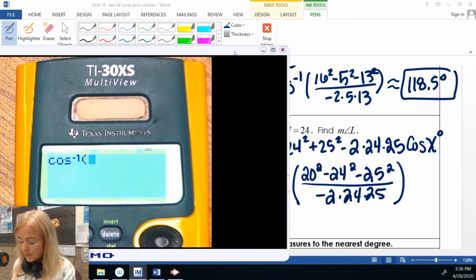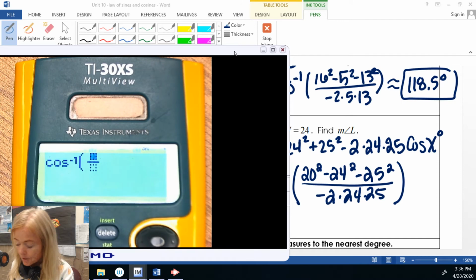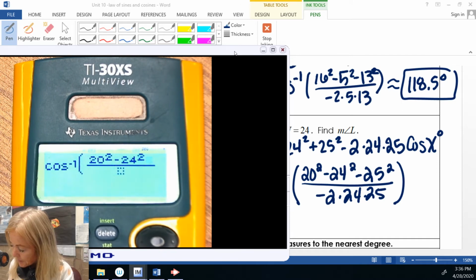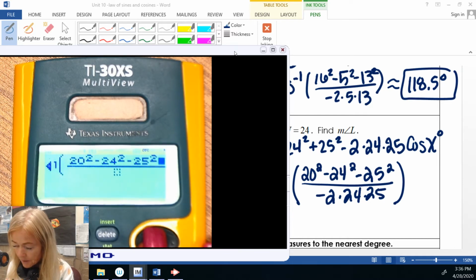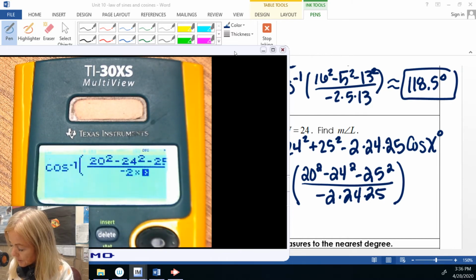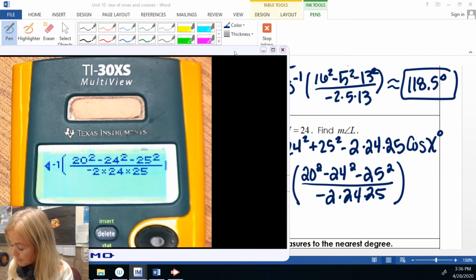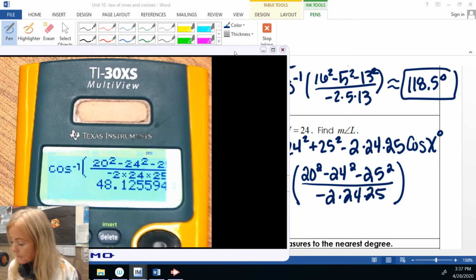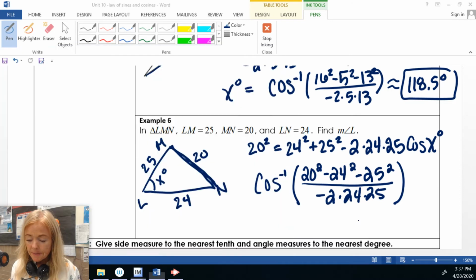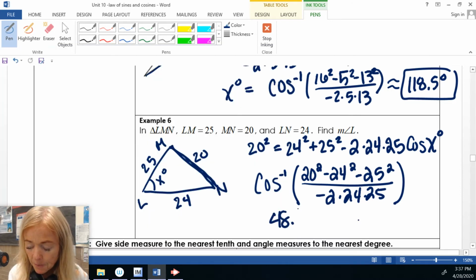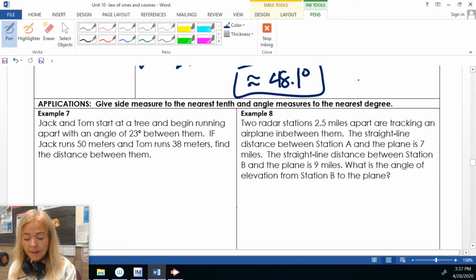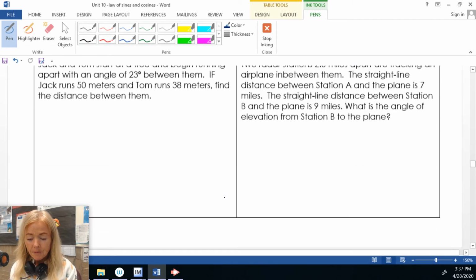And then n over d, so you have a fraction, 20 squared minus 24 squared minus 25 squared all over negative 2 times 24 times 25. Go arrow out and put your parenthesis. That's what you're finding the cosine inverse of, that ratio. And that is 48.1 degrees, approximately. Alrighty.